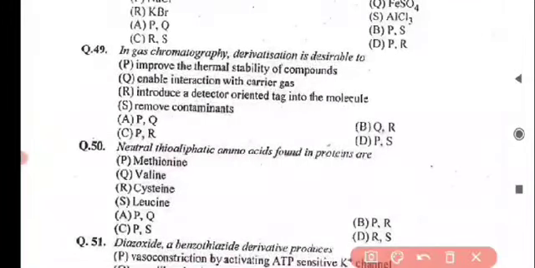Next question is, in gas chromatography, derivatization is desirable to, and the correct answer is option C, it is desirable to two options, that is P and R, which includes improve the thermal stability of compounds and introduce a detector oriented tag into the molecule. Next question is, neutral thioaliphatic amino acids found in proteins are, and the correct answer is P and R, that is methionine and cysteine.